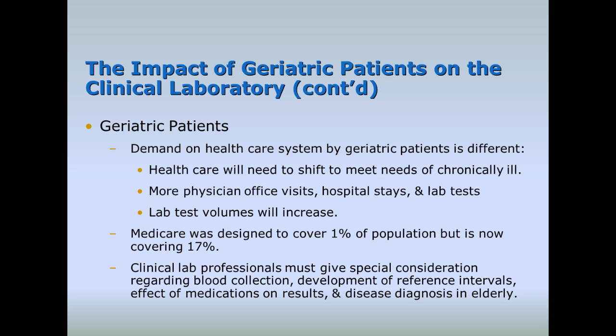All right, so with geriatric patients, the demand on the healthcare system is different. We need to shift to meet the needs of the chronically ill. So usually once they are diagnosed with a heart issue, they keep that heart issue the rest of their lives. We're going to see more physician office visits as they have more of these issues appear later in life. We're going to see more hospital stays and therefore more laboratory testing. And if you think about it, Medicare was designed to cover 1% of the population, but now it's covering 17%. And even as we move further ahead, it's going to cover an even larger number.